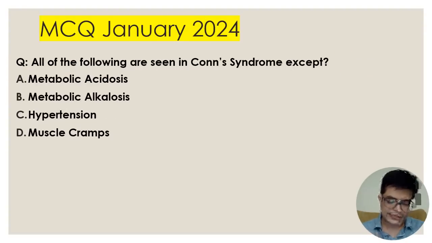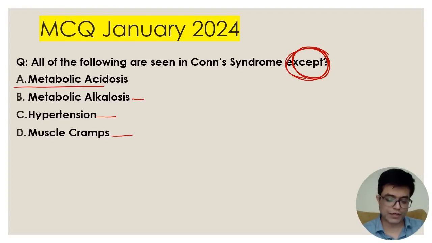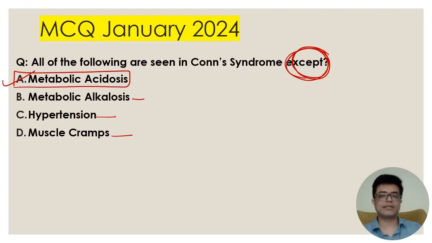Another example you can see: all of the following are seen in Conn syndrome except. Don't miss out the word except. Now, muscle cramps are there in Conn syndrome? Yes, due to hypokalemia. Hypertension is there due to hypernatremia. Metabolic alkalosis is present. So what is the odd one out? A is the odd one out, and that is the answer.